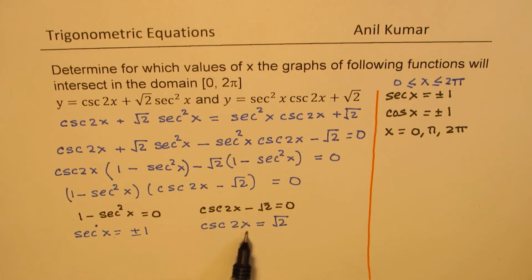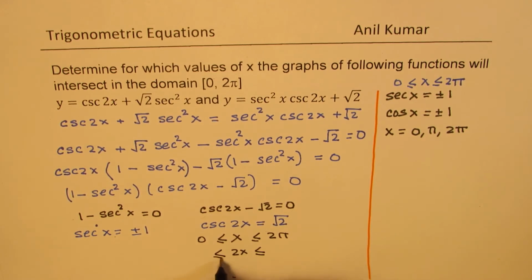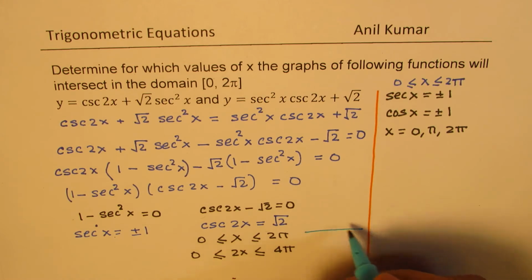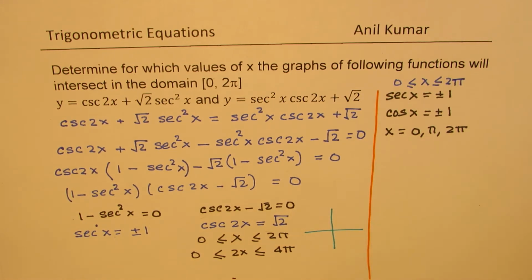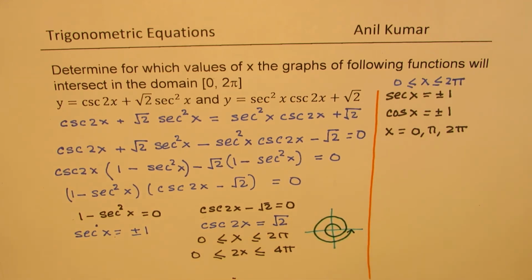Now, cosecant 2x equals square root of 2. How do we find the solution for this? Well, look into the domain of cosecant 2x. We are given that x is between 0 to 2 pi, and that means 2x should be between what? It should be between 0 and 4 pi. You get this idea. That's very important to understand. So to find these solutions, you have to look into values which are between 0 to 4 pi. That means this is 2 pi and then one more circle. Do you understand? That is what 4 pi is. Perfect.